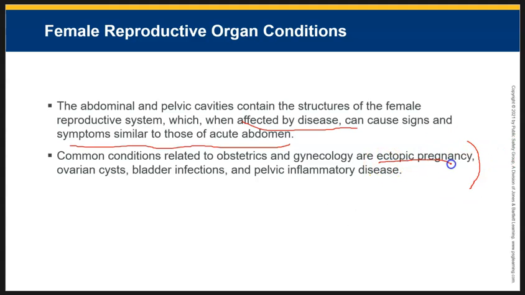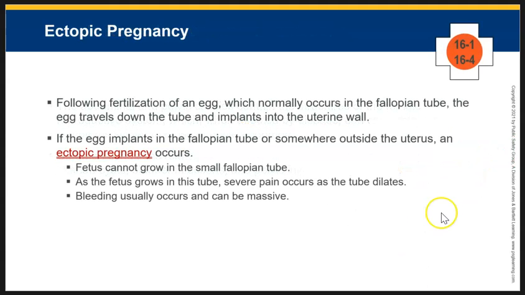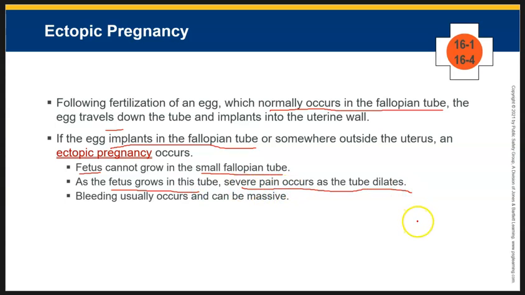An ectopic pregnancy is the first one we'll consider. Now, in this case, the fertilization of an egg, which normally occurs in the fallopian tube, just does not implant down in the uterus after traveling there, but rather implants in the fallopian tube or elsewhere outside the uterus, and this ectopic pregnancy will occur. Now, that small fallopian tube limits the development of the fetus, and so consequently, as the fetus grows, we'll get severe pain as the tube enlarges. Bleeding can occur with this, and can be massive.